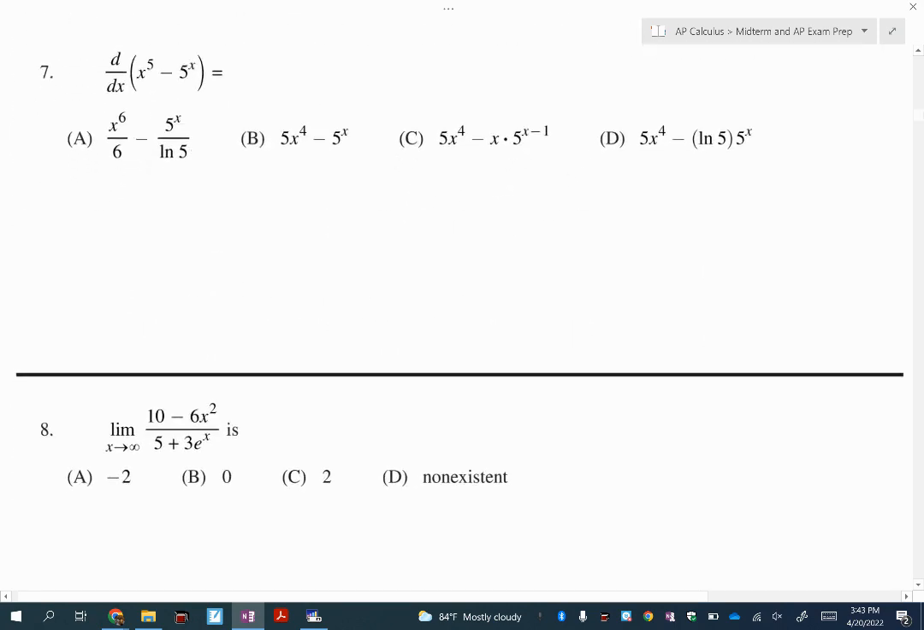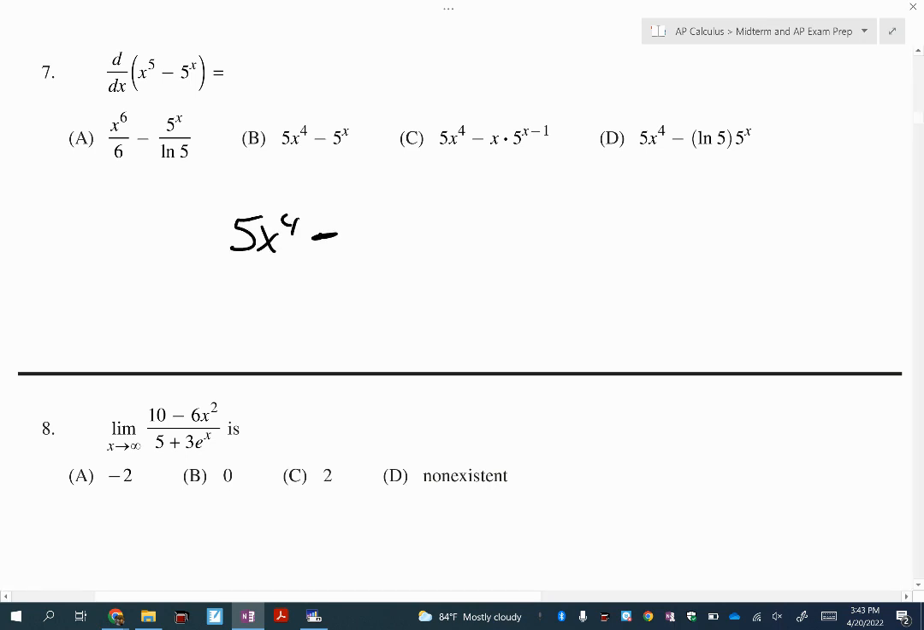Okay. Ready for 7? All right, I see d/dx again. Just find the derivative. Boom. All right, let's do it. What's the derivative of x to the 5th power?